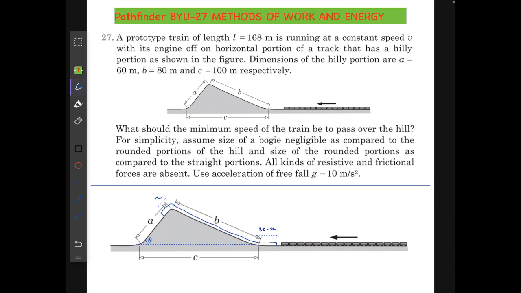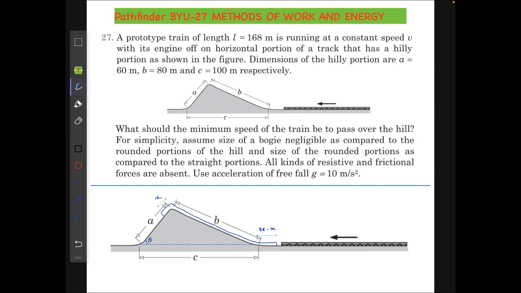For simplicity, assume the size of the bogie is negligible as compared to the rounded portion of the hill, and the size of the rounded portions is negligible as compared to the straight portions. All kinds of resistive and frictional forces are absent. Use acceleration of free fall g equals 10 meters per second squared.